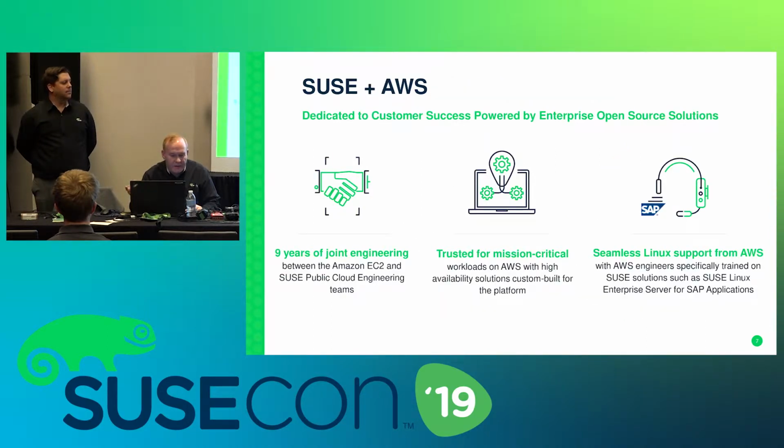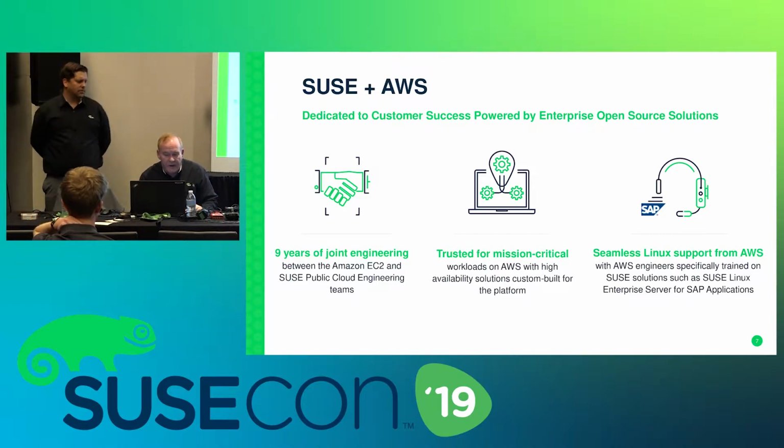SUSE and AWS, well, let's tell you a little bit about it. We have 9 years of joint engineering between their engineers and our engineers. We think the cloud can be trusted for mission critical workloads because of high availability solutions, because those solutions are custom built for the AWS platform. And also their seamless support.